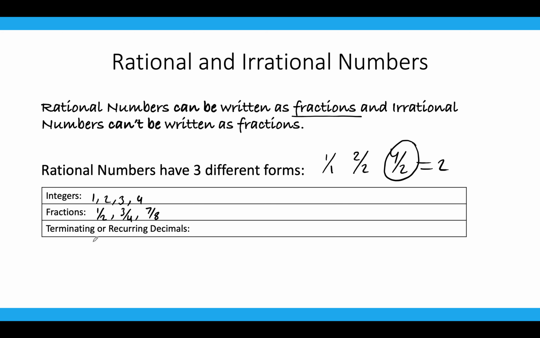And terminating or recurring decimals include decimals like maybe 0.3 recurring, or maybe 0.2 recurring, or 1/3. Written as a decimal, that would be 0.3 recurring. So rational numbers are things like that, and irrational numbers are everything which is not included in this. They can't be written as fractions.